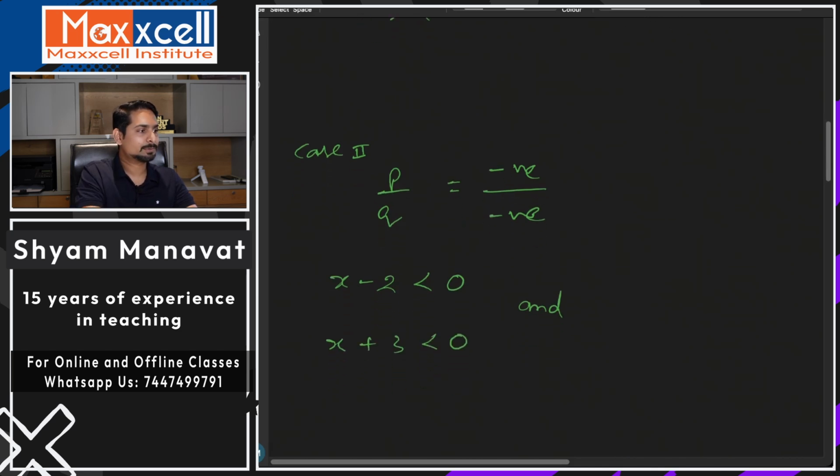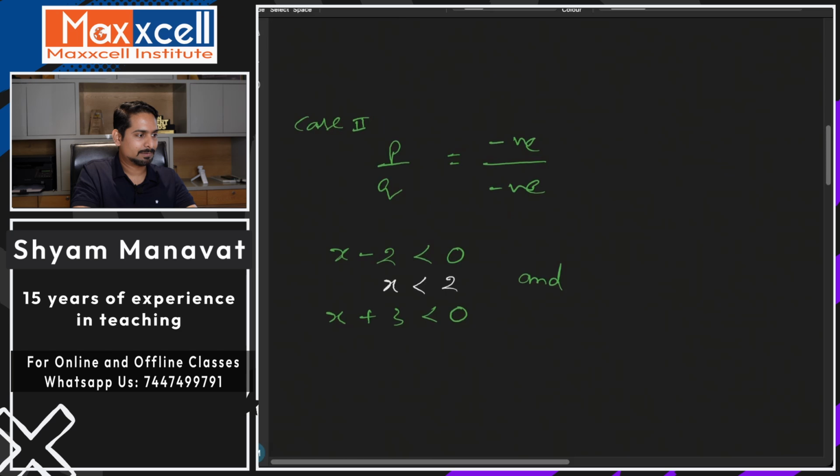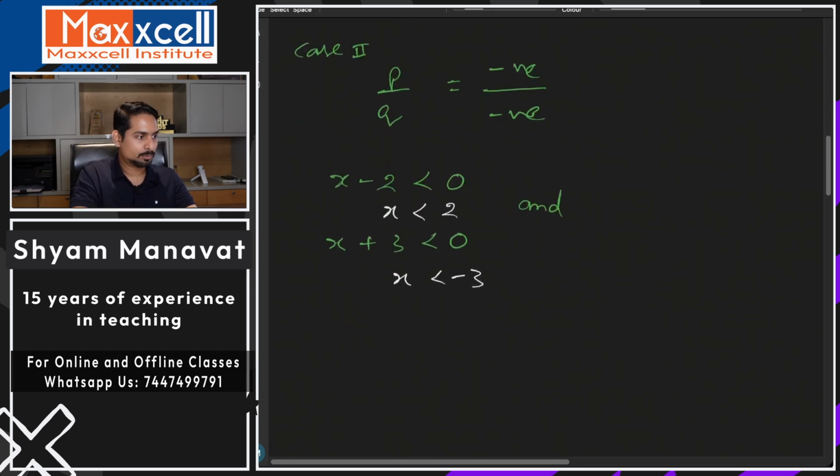If x plus 2 is more than 0 and x minus 2 is more than 0, in that case we get x is less than 2, and here we'll get x is less than minus 3. Yeah, and now I hope you know what is going to happen. We have the number line, we got 0, we got 1, we got 2 here, we got minus 1, we got minus 2, we got minus 3 here. Yes, less than minus 3 and less than 2.